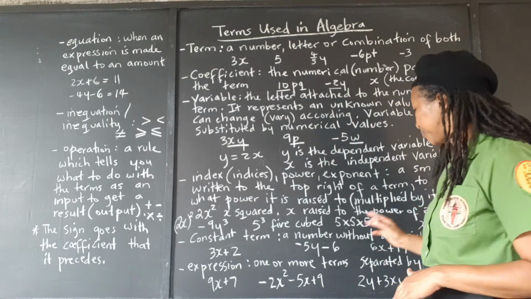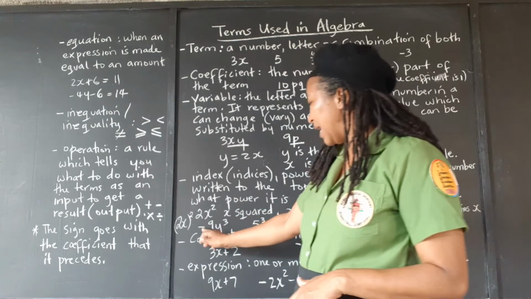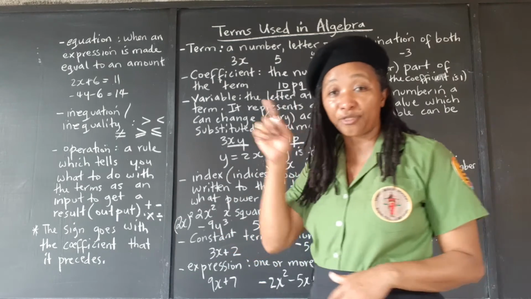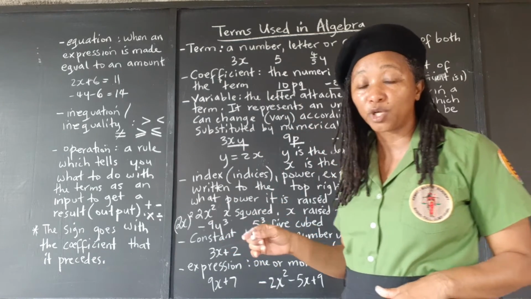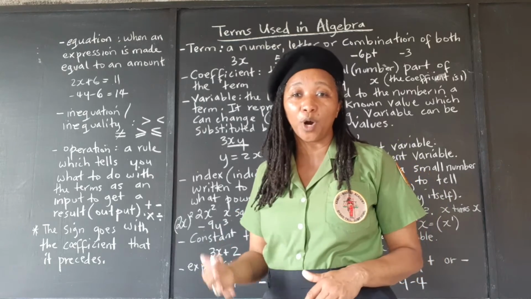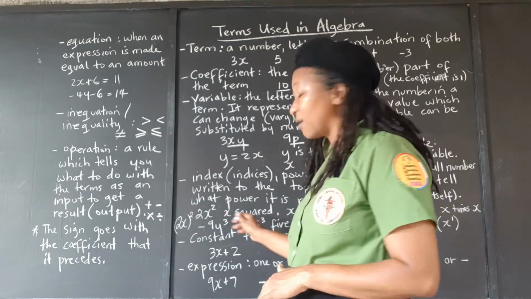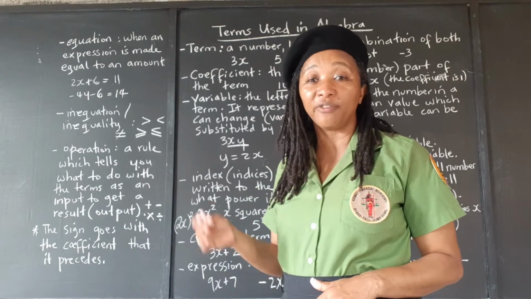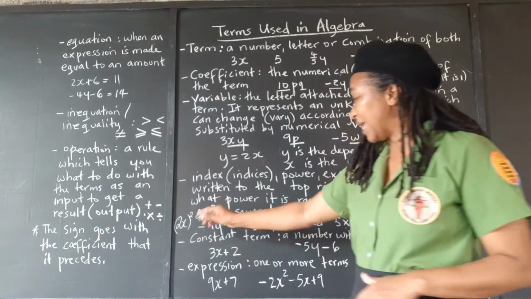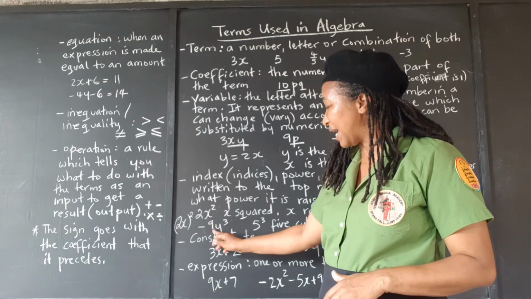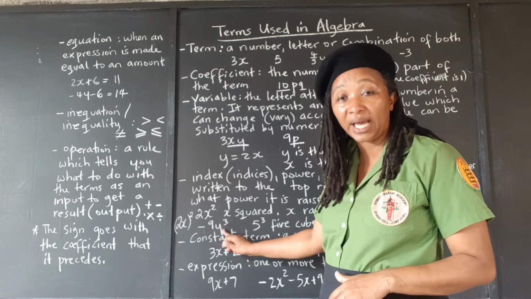Therefore, negative 9y cubed. This is how we call it. When it's a 3, we call it cubed, or we say raised to the power of 3. When it's a 2, we say squared or raised to the power of 2. So negative 9y cubed would mean negative 9 times y times y times y.